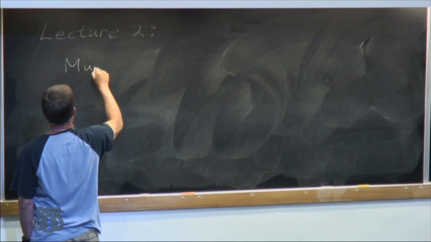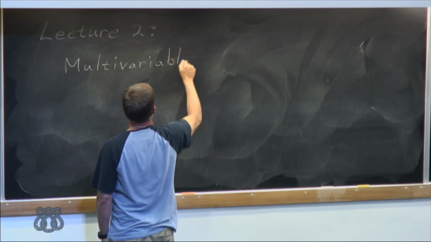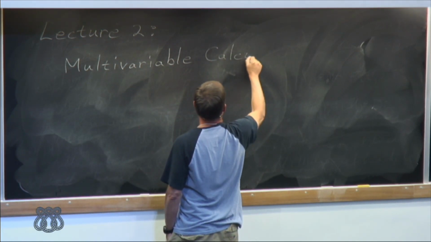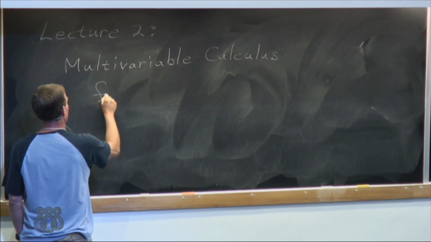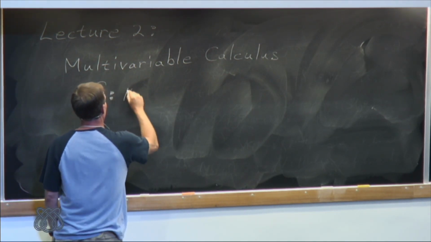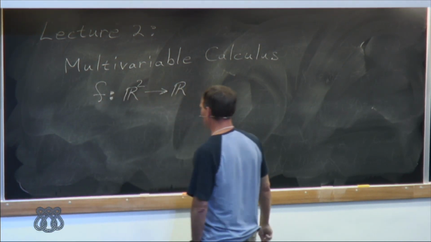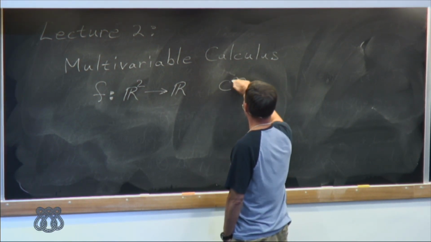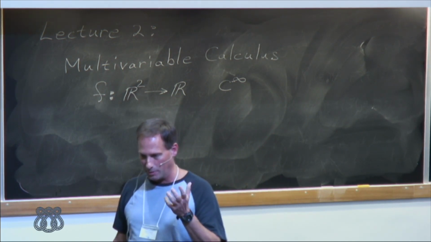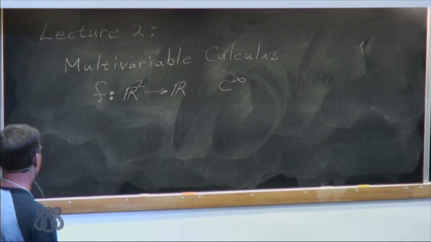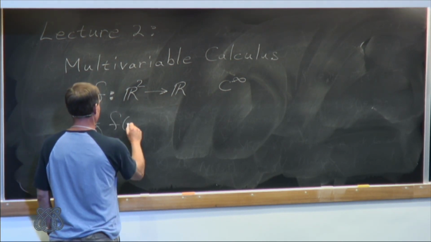We will start with multivariable calculus. Hopefully everyone will have seen what I'm about to say. I'm going to give myself a function from R2 to R. I want it to be C infinity. So we have left complex analytic land temporarily. I am in the smooth case. I have my favorite function from multivariable calculus. It looks like this.